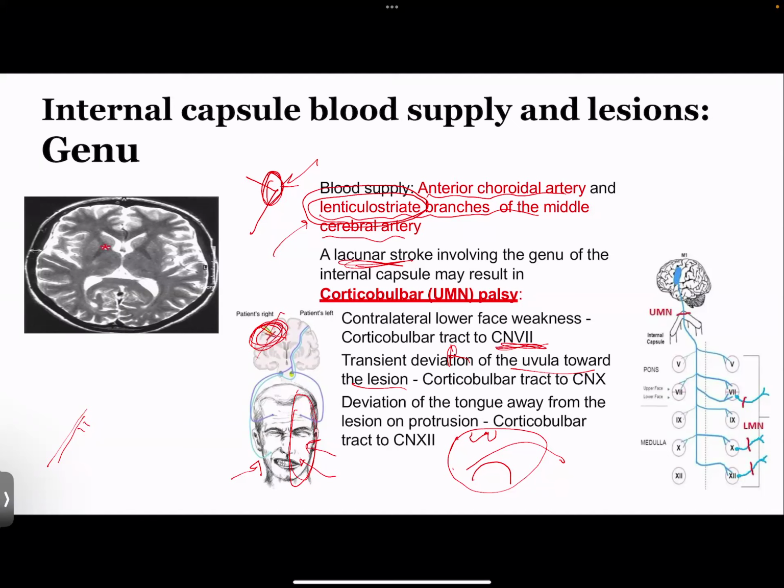It's an upper motor neuron palsy, and I think you guys know what an upper motor neuron and a lower motor neuron palsy is. So please don't ask me, because it's going to take so much time to explain. But moving on, this is the genu.